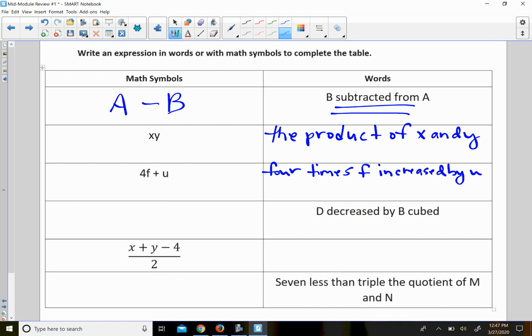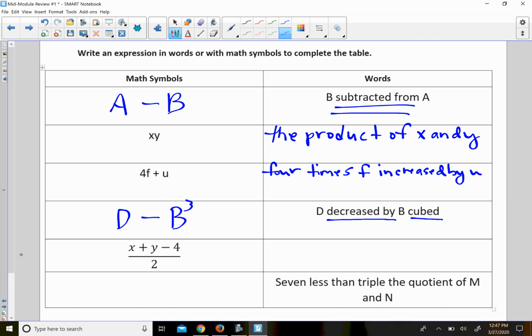So, all right, the fourth one here, D decreased by B cubed. So decreased by, I know, is subtraction. The question is, is it a switcheroo? The switcheroos would be from, subtracted from, less than, and fewer than. So I'm not going to switch the order. So D stays first. Decreased by not just b, but b cubed. So that's one of those exponents. Cubed is the exponent specifically of 3. So not times 3, but b to the 3rd power.